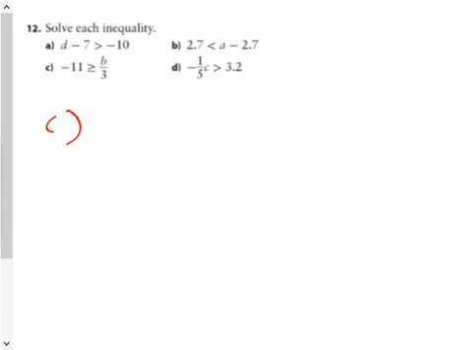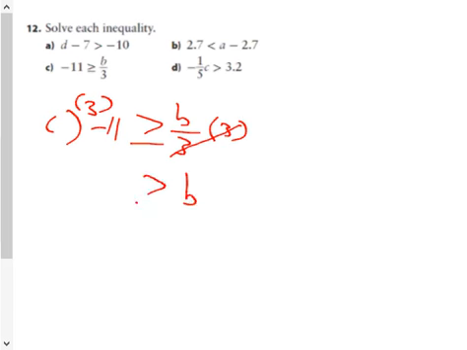Question C says a third of a number, or a third of the value B, has to be less than or equal to the number negative 11. So to isolate, I'm going to multiply both sides by 3. And get any value that is less than or equal to negative 33 would be an appropriate B value to work. That's my solution. I won't bother doing it.